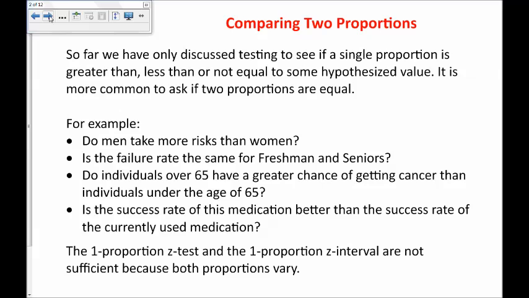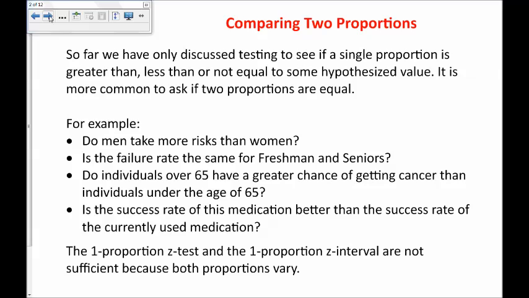Is the failure rate the same for freshmen and seniors? Do individuals over 65 have a greater chance of getting cancer than individuals under 65? Is the success rate of this medication better than the success rate of the current used medication? You're frequently asking about comparing two proportions. It's probably a more common question to ask than the one proportion case.